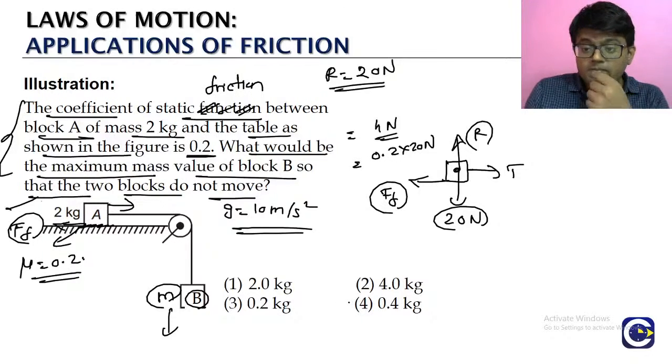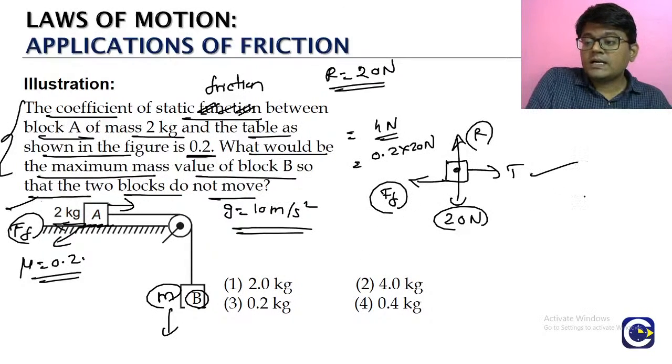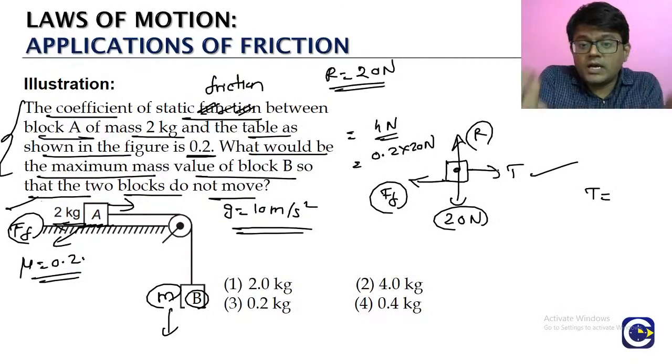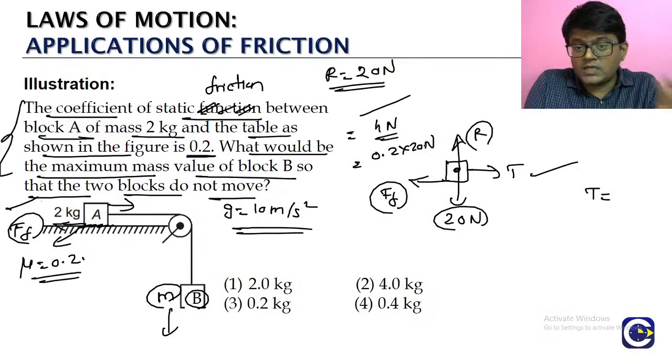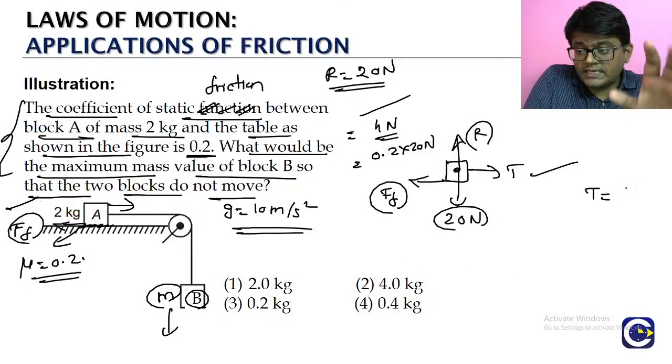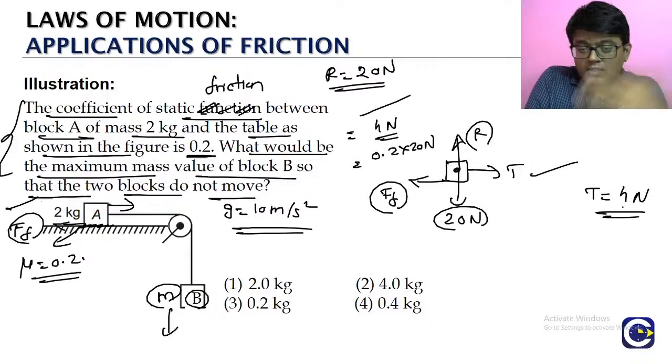Now the block A is held at rest by the limiting value of static friction, which means the corresponding tension at this point will be equal to what? The block A is held at rest, right? The corresponding tension on this side, because only two horizontal forces, one is friction, other is tension. Tension is the one that is trying to drive the block A to the right. Friction is opposing it. The condition we are looking at is the maximum value of the friction coming into picture. So the tension at that stage will be equal to the limiting value of the static friction, which is 4 newtons. So we get the tension.